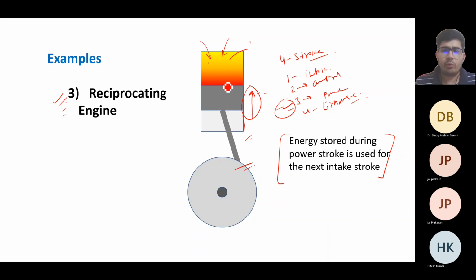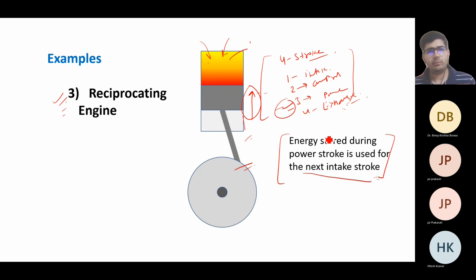When the piston moves upward, the flywheel stores some energy, and then the piston moves downward again. In this way, the cycle runs. The energy stored during the power stroke is used for the next intake stroke. So this is the example of a flywheel used in a reciprocating engine.